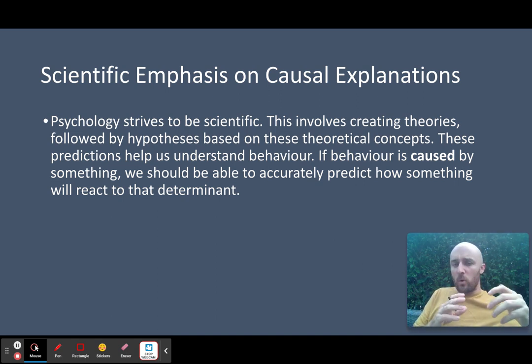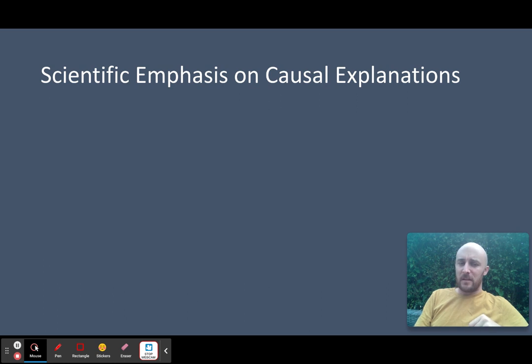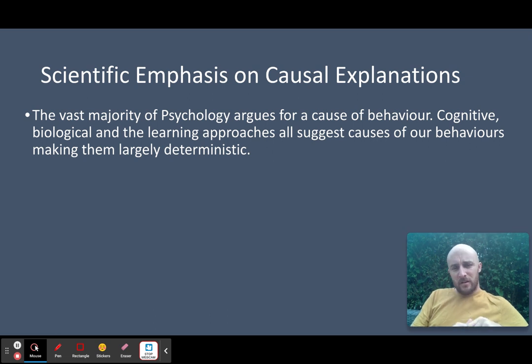So as it says, if behavior is caused by something, we should be able to accurately predict how something will react to that determinant. So if results are significant, so basically this IV and this IV affect this DV and this DV. If there's a difference between these two DVs and we've controlled for everything else, then we can probably be sure that it is the IV. I'm going to try and go through this in a bit more detail. So the vast majority of psychology argues for a cause of behavior, whether it's cognitive, psychodynamic, learning approaches. Basically, to be honest with you, every single approach we looked at last year, apart from humanism, is deterministic.